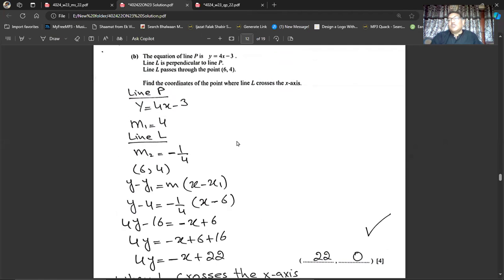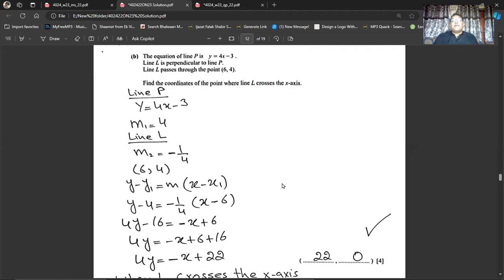When y is alone on one side, the coefficient of x represents the gradient. So m1, the gradient of the line P, is 4. The gradient of the line L, which is perpendicular to the line P, will be the reciprocal of it with a negative sign. So m2 will be equal to minus 1 by 4. And this line L passes through the point (6, 4), so I can find the equation of the line L.